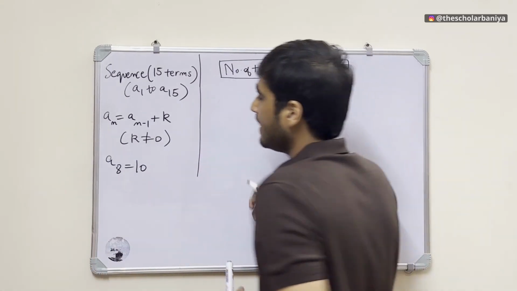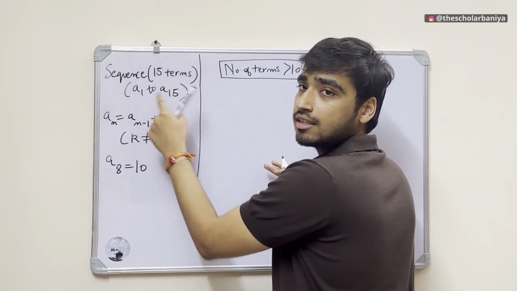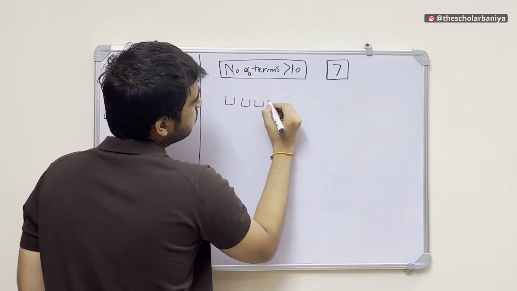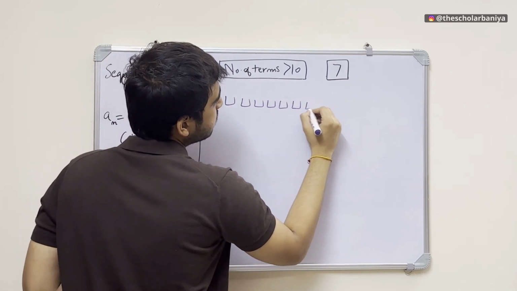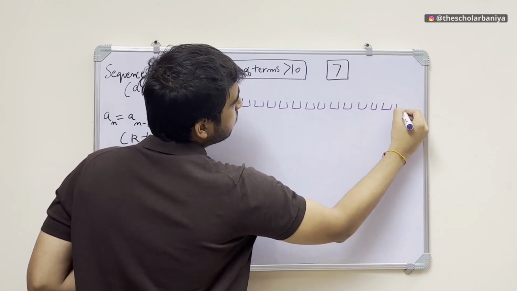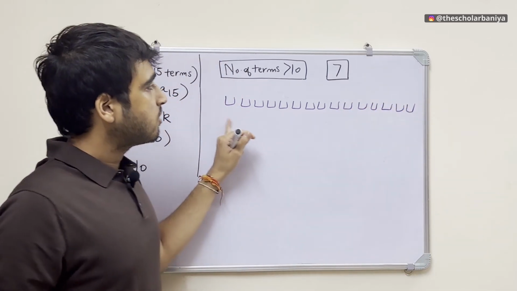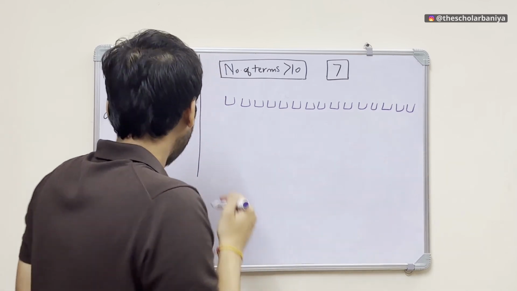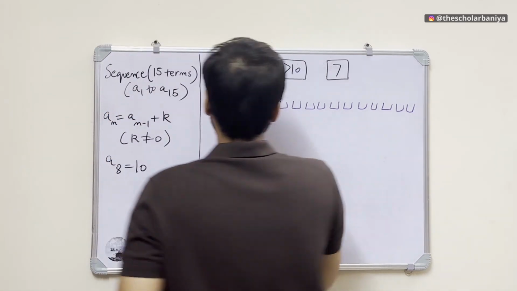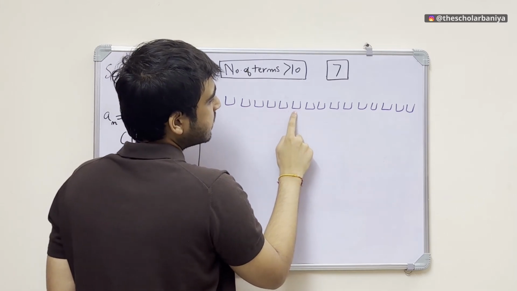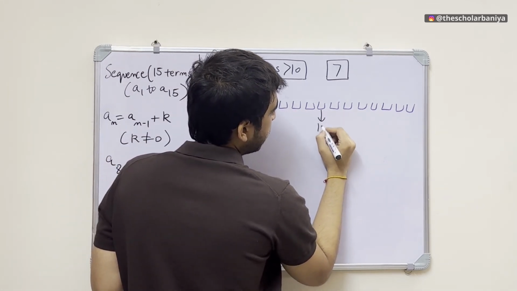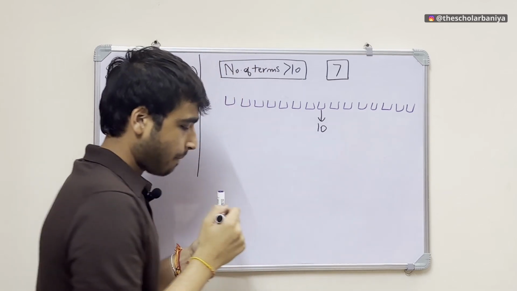Firstly, A8 is equal to 10, and there are 15 terms. So for instance, 1, 2, 3, 4, 5, 6, 7, 8, 9, 10, 11, 12, 13, 14, 15. So there are 15 terms, and we know that A8 is equal to 10. That means 1, 2, 3, 4, 5, 6, 7, 8, this one has a value of 10.